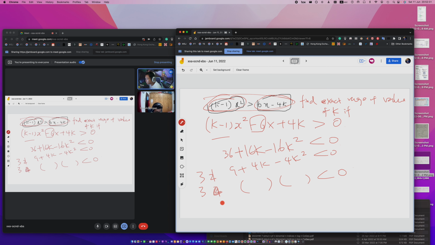Try to factorize. Can you get something? No. Then if not, how can you do it? If you cannot factorize, use the formula, is it? Okay, good. So you get k equals to what? Can you tell me k equals to what? Okay. Can you write it down?